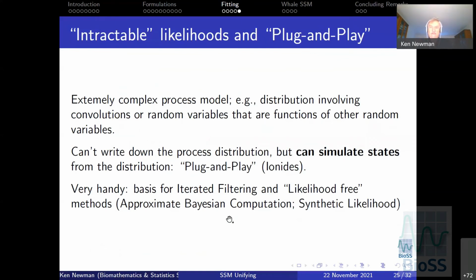Another feature of these models is that it's now really easy to specify an overly complex state space model. Once you start really writing down all the processes, you get to the point where you really can't write down the probability distribution function for the state process. It'll involve convolutions or additions of random variables, or random variables that are functions of other random variables, and it quickly gets out of hand. Now you can't write it down analytically, but you can usually simulate from that process, and that leads to a class of techniques that some are calling plug and play techniques. That's the basis for iterated filtering, and it's also the basis for these so-called likelihood-free methods, approximate Bayesian computation and synthetic likelihood. So this is really powerful in the sense of freeing up the model formulator even more.